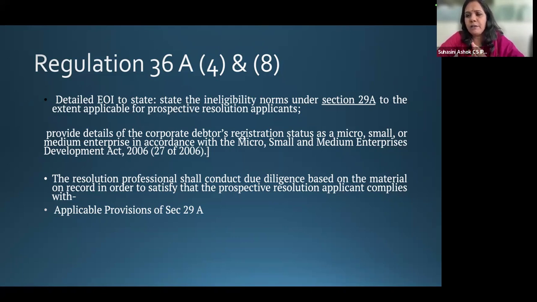So usually across all benches, this is a standard. Mostly the NCLTs will not go into much detail if RP gives a clear clarification in Form H. So a very important key aspect of Section 29A is the very critical duty of RP and liquidator, so that no person who is disqualified or ineligible gets into the process for resolution or in tender participation.